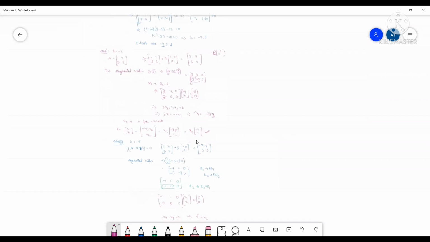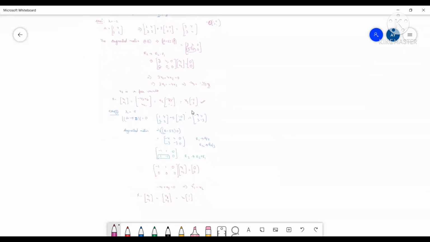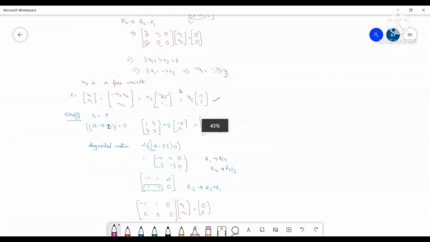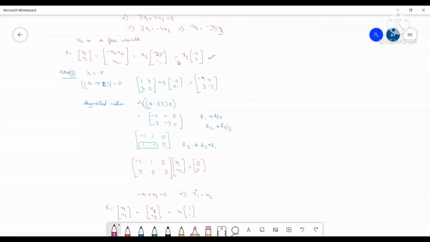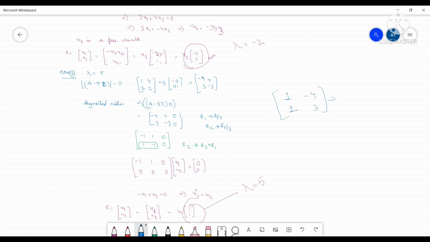See here, I'll just zoom it in. This is the vector when you substitute lambda is equals to minus 2, and this is the vector when you substitute lambda is equals to 5. So what are the vectors that you got? [1, 1] and [minus 4, 3]. These are the required vectors. Or if you don't want to put it in a matrix form, just leave it like that and say this is the vector you got when you substituted lambda equals minus 2, and this is the vector you got when you substituted lambda equals 5.